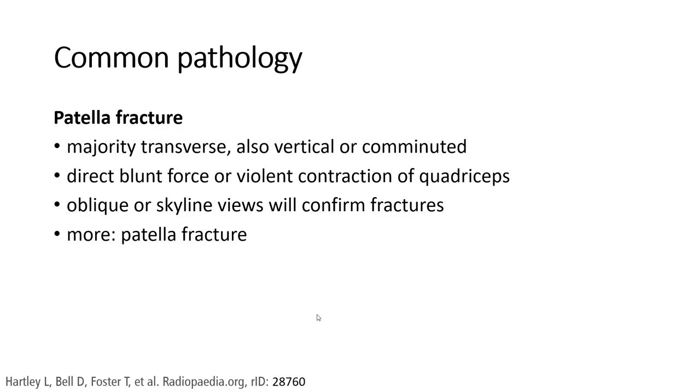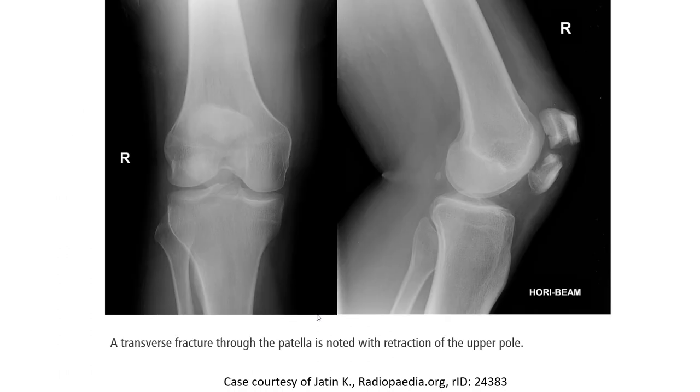Patellar fracture. Majority transverse, also vertical or comminuted. Direct blunt force or violent contraction of the quadriceps. Oblique or skyline view will confirm the fracture. A transverse fracture through the patella is noted, with retraction of the upper part of the patella.